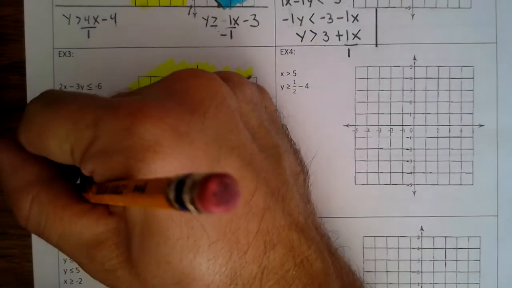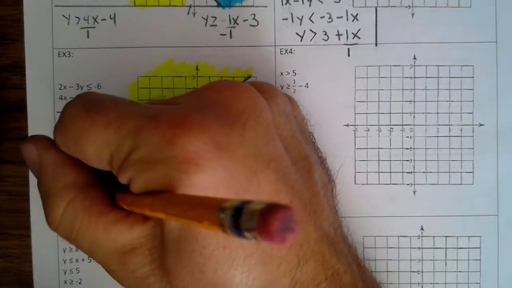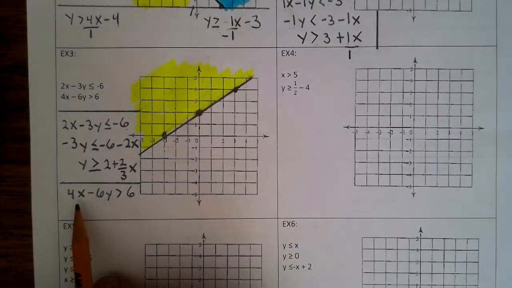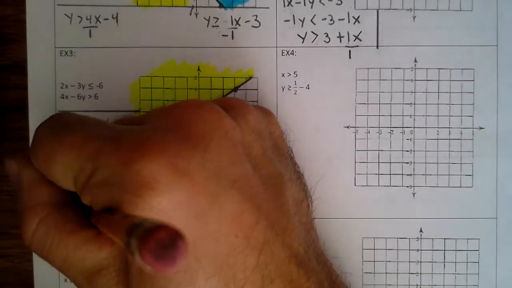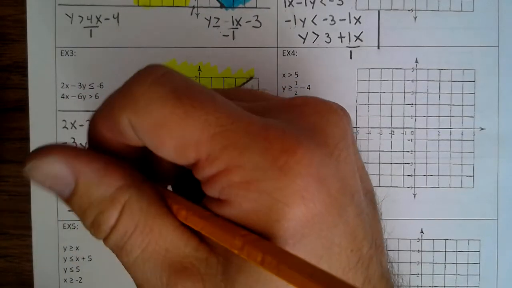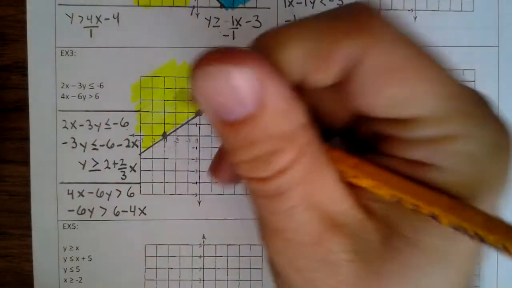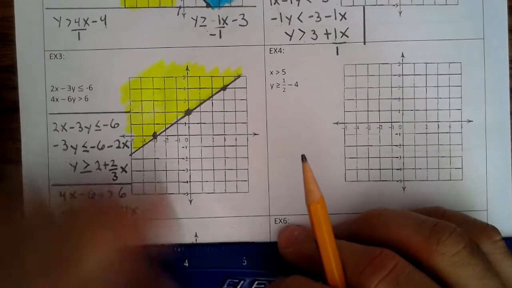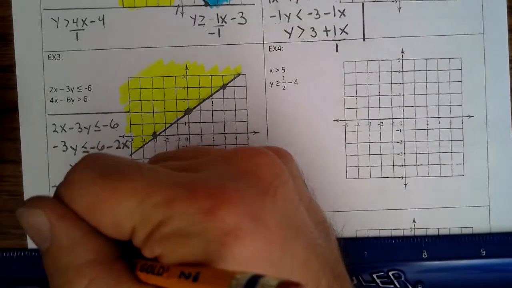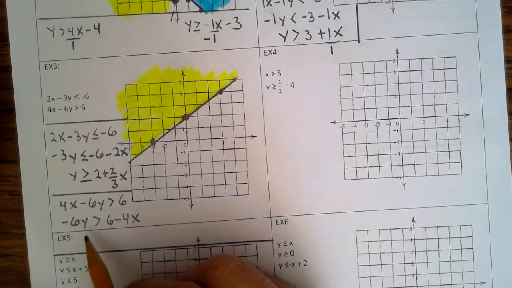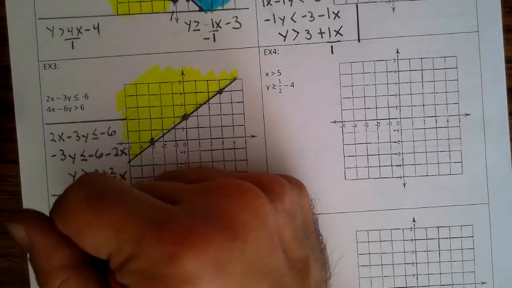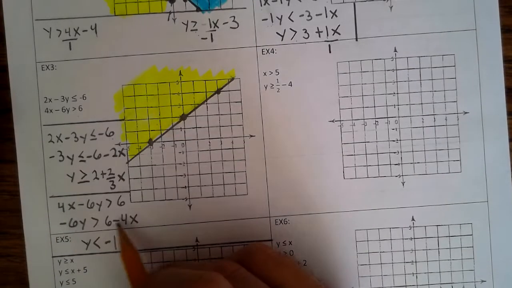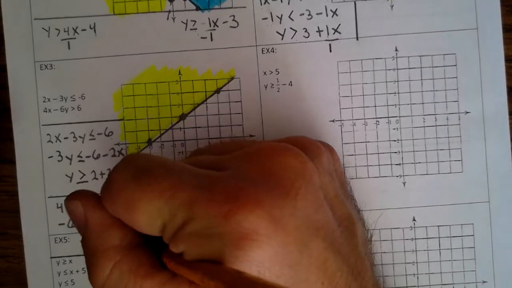All right, now we look at 4x minus 6y greater than 6. We subtract 4x from both sides, so we get negative 6y greater than 6 minus 4x. And I'm going to steal space from this problem. So then we divide both sides by negative 6. So that makes the inequality y less than 6 divided by negative 6, which is negative 1. And then negative 4 divided by negative 6 is a positive 4/6 x.